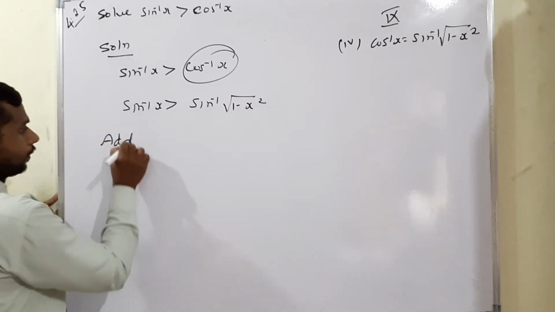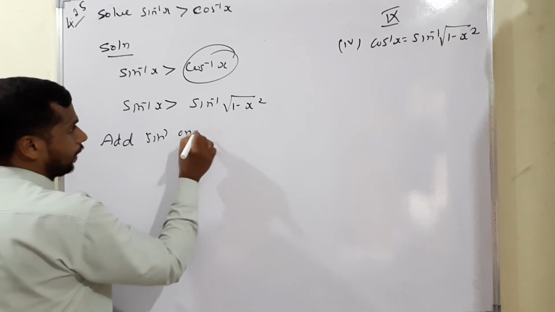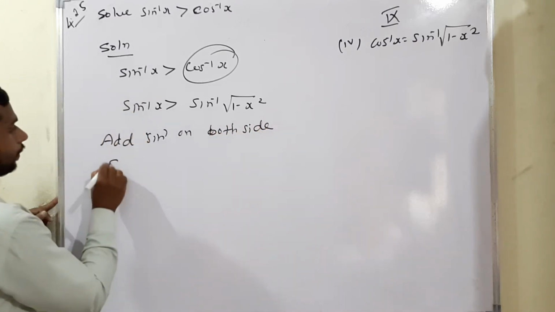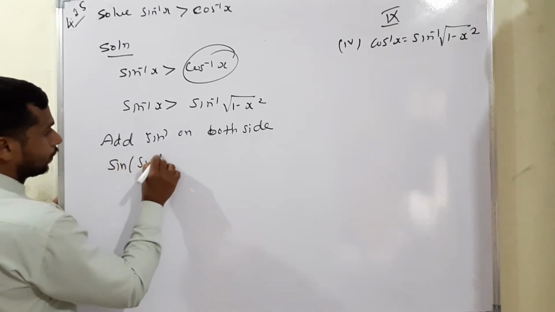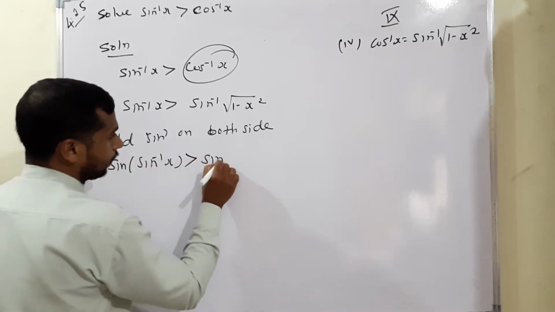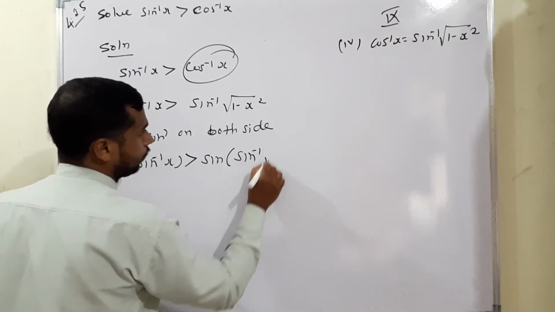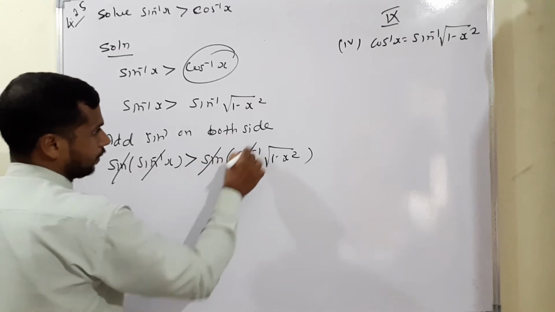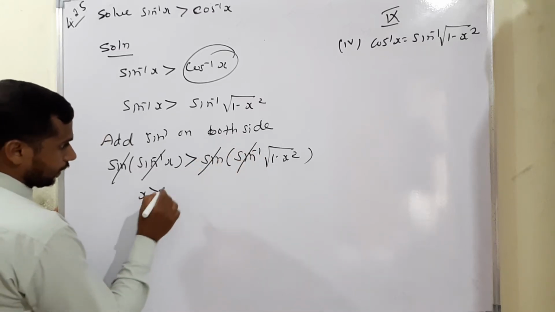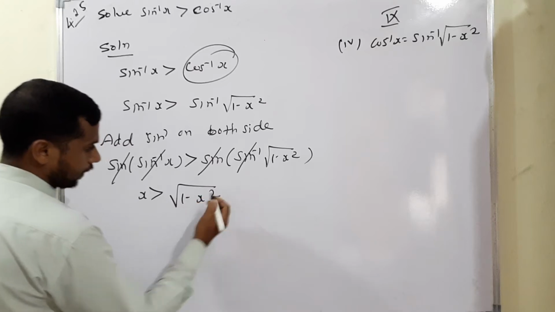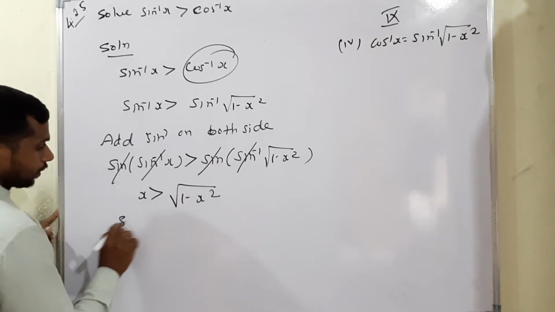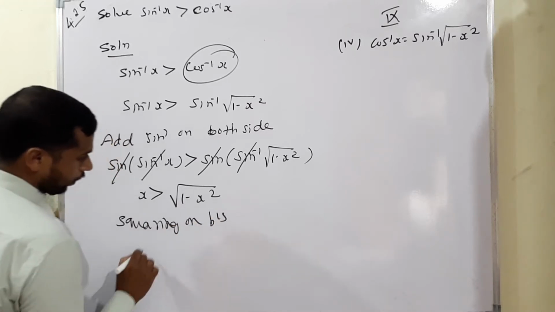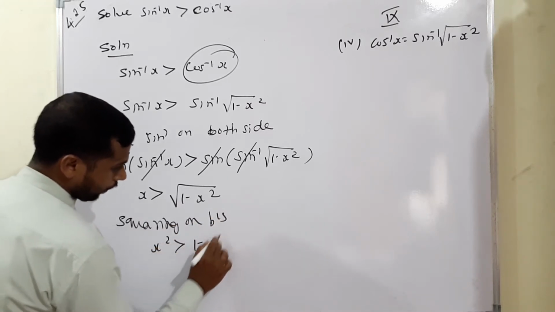Apply sin on both sides. What will happen? Sin of sin inverse of x greater than sin of sin inverse of square root of 1 minus x square. Sin and sin inverse cancel, so x is greater than square root of 1 minus x square. Now squaring on both sides, x square is greater than 1 minus x square.